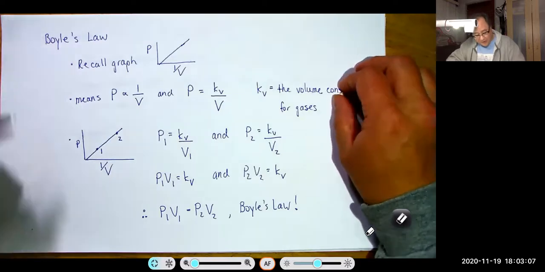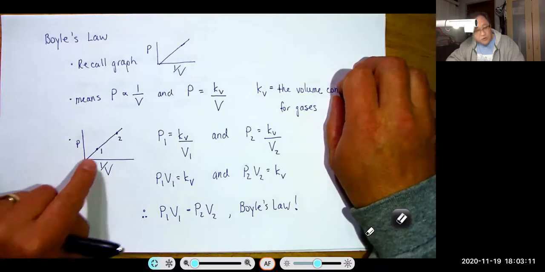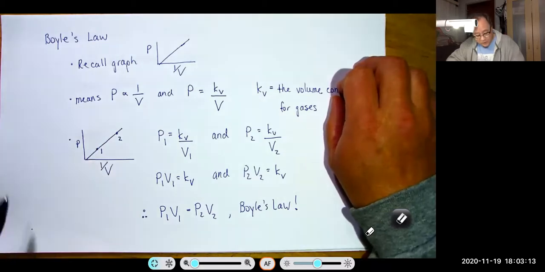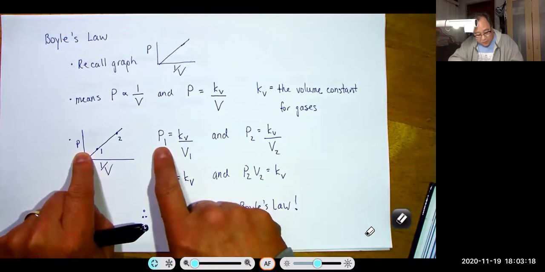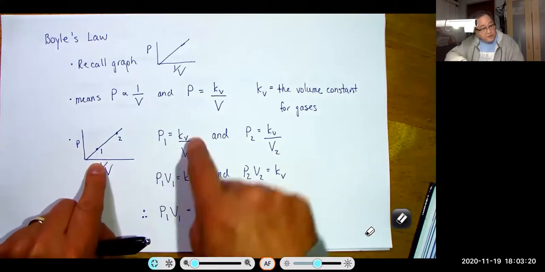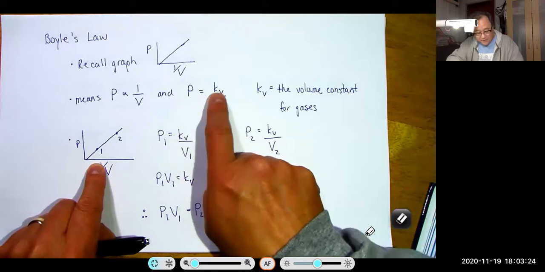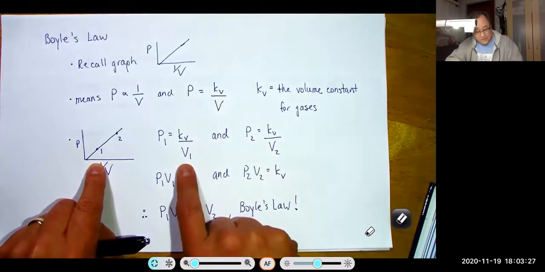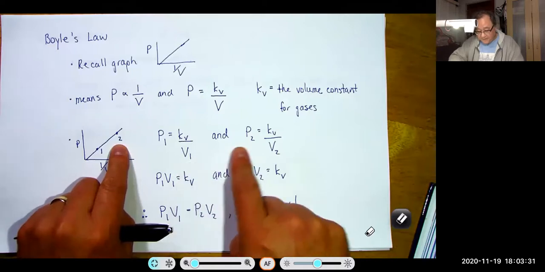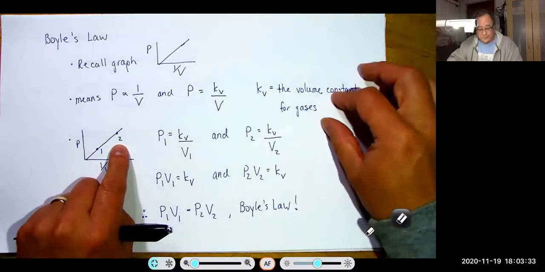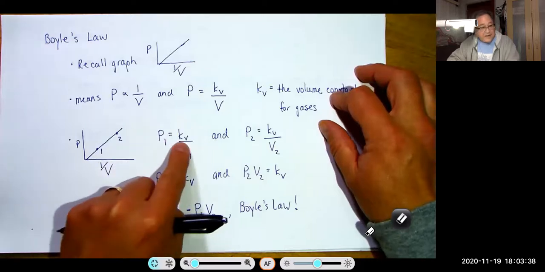Okay, so here's the graph again. P and 1 over V, a straight line, and I've drawn 2 points on the line. So at point 1, you've got pressure 1. And at point 1, you've got 1 over V1. So here you could write P1 is equal to kV over V1. And at point 2, you can do the same thing. P2 is equal to kV over V2. Now I'm going to take this first equation and solve for kV.